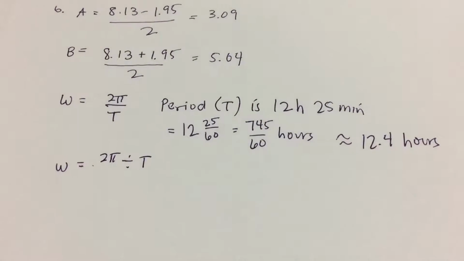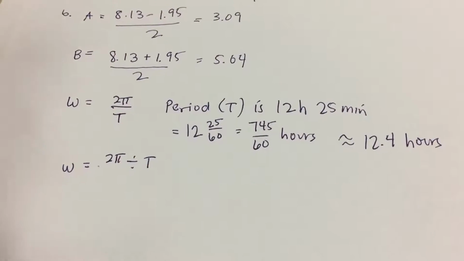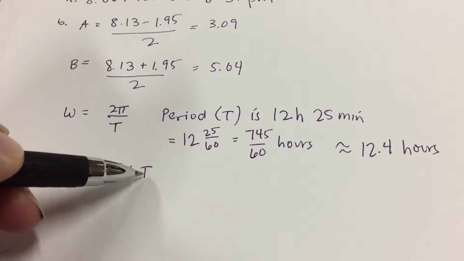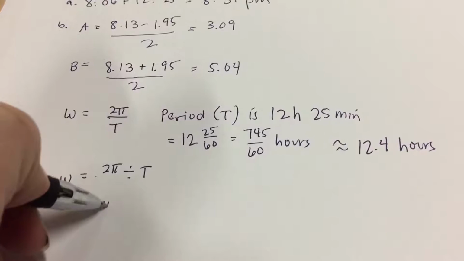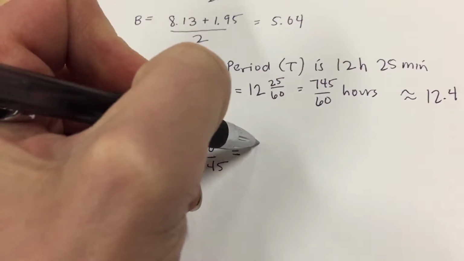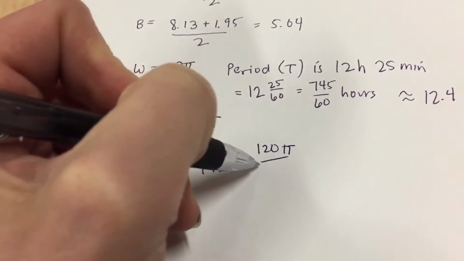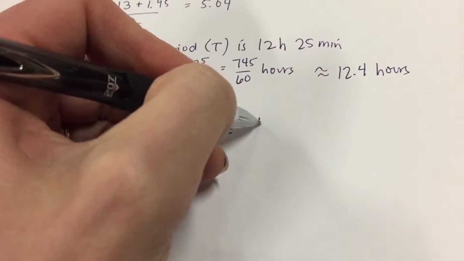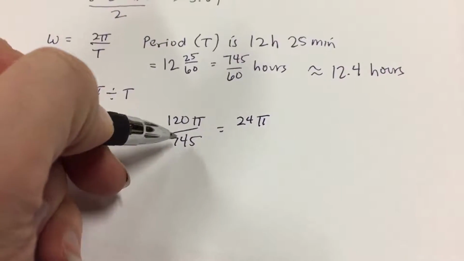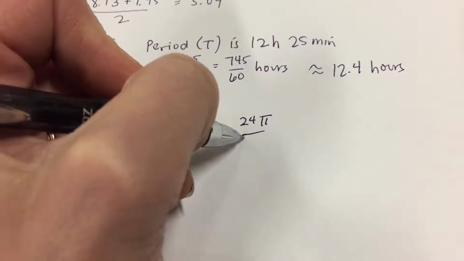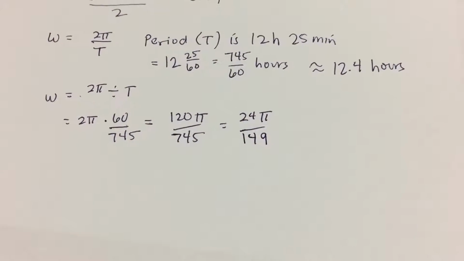Okay, so in order to find omega, we're going to do 2 pi divided by T, and I think this is the part a lot of you had questions on in class. 2 pi divided by T, if we use this fraction as T, 745 divided by 60, we're going to divide by that, which means we're going to multiply by the reciprocal. So this is 2 pi times 60 over 745. Then 2 times 60 is 120 pi, leave our pi in there, over 745. That reduces to 24 pi over 149, because both 120 and 745 are divisible by 5. 120 divided by 5 is 24, and 745 divided by 5 is 149. So that is our omega.